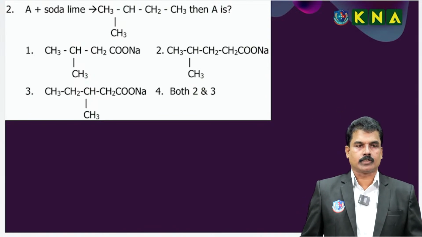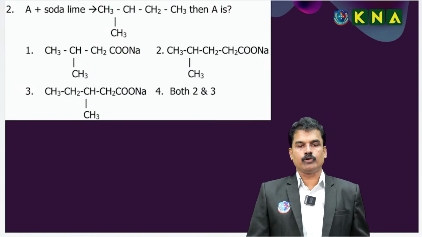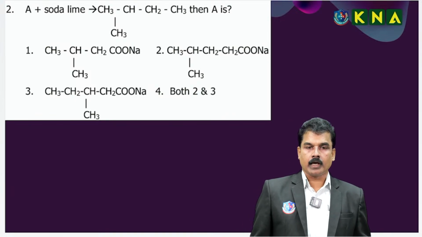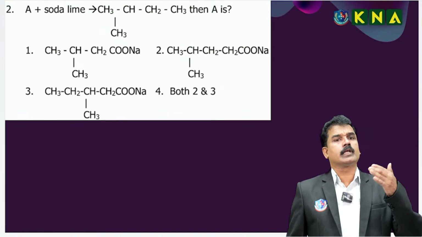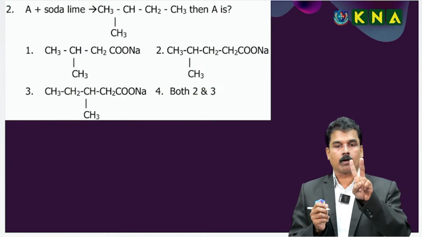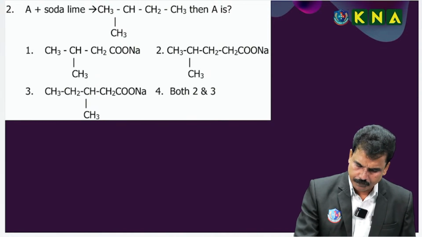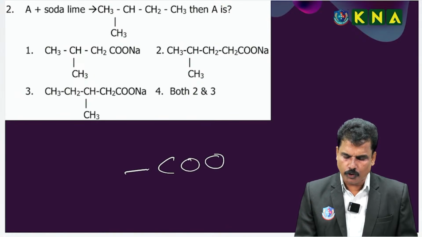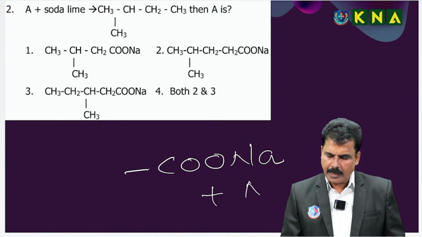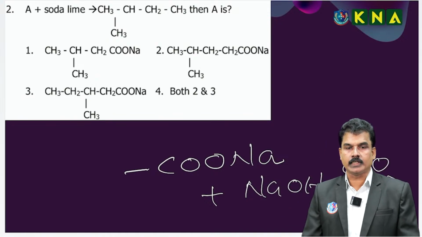The question is like this: a compound reacts with soda lime. In organic chemistry, we use soda lime for decarboxylation. What is the meaning? Removal of carbon dioxide. Carbon dioxide can be removed only from carboxylic acid. Only carboxylic acid contains 1 carbon and 2 oxygen atoms. So all carboxylic acids contain the COO group, and here the sodium salt. When you are using soda lime, it is NaOH and CaO. The mixture of NaOH and CaO is soda lime.